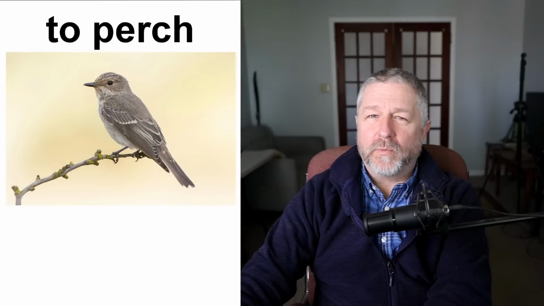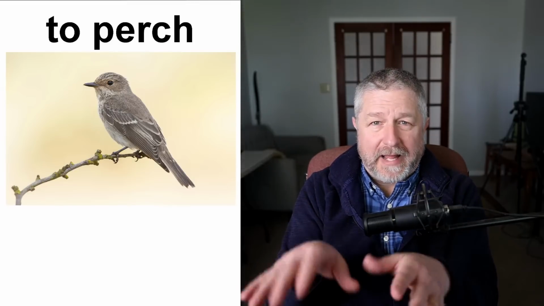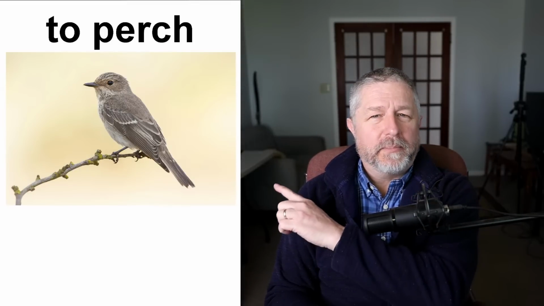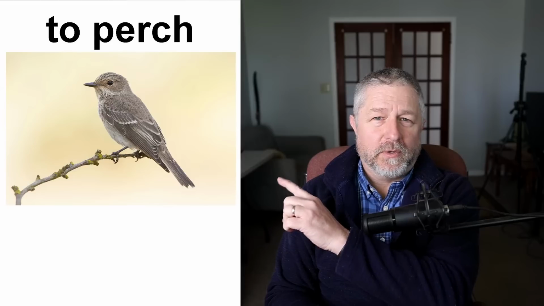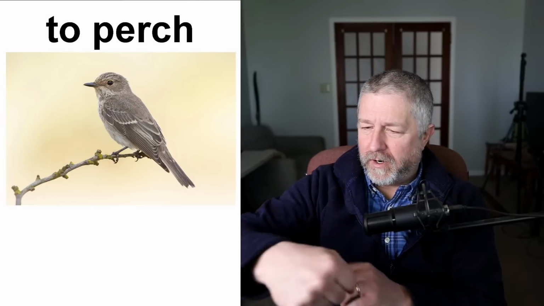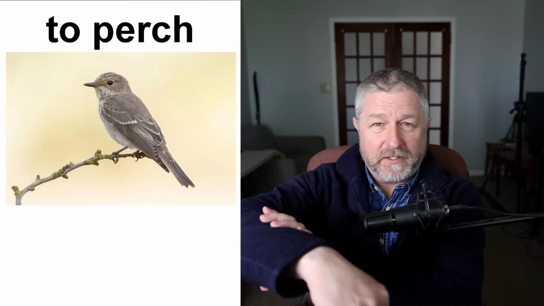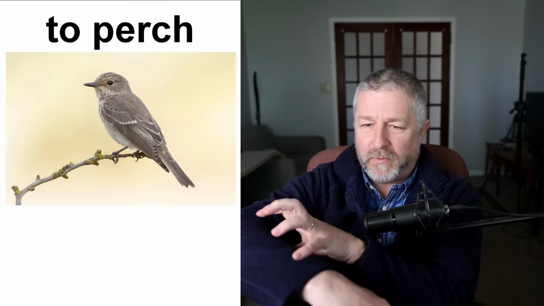And then a bird will perch. So we had the verb to flap. A bird will flap its wings. When a bird sits on a branch or a twig, or even in its cage, it will have something called a perch. Or even if the bird is on your arm, like if you were training falcons or something like that, the bird will perch.